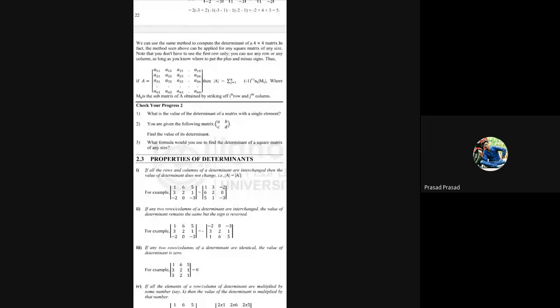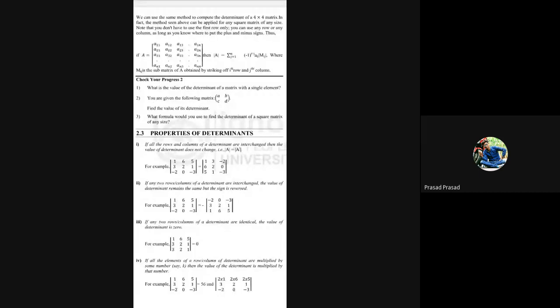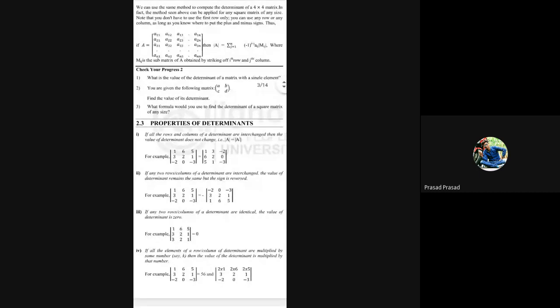Then the second property says that if any 2 rows or columns of a determinant are interchanged, okay, any 2. In the first property, all the rows and columns are interchanged, but in the second property any 2 rows. So if any 2 rows or columns of a determinant are interchanged, the value of the determinant remains the same, but the sign is reversed. If suppose the answer comes minus, and you interchange 2 rows or columns, it will change into plus. If it is plus, then it will be minus.